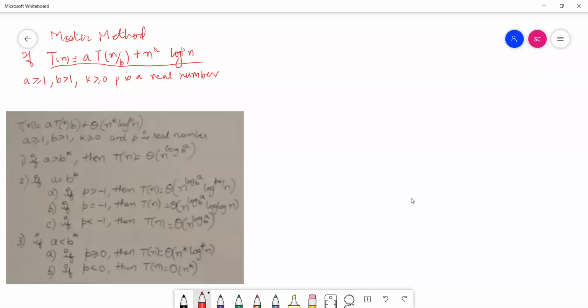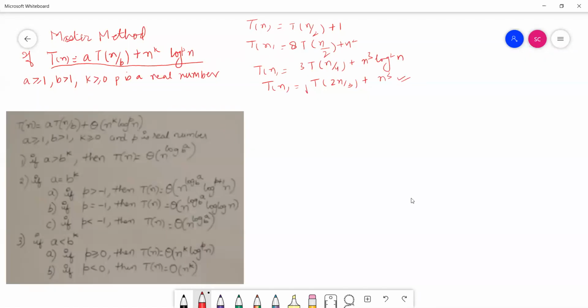So for example, equations of type like T(n) = T(n/2) + 1, this we can apply master method. T(n) = 8T(n/2) + n^2, here we can apply master method. T(n) = 3T(n/4) + n^3 log^2 n, and here we can apply master method. T(n) = T(2n/3) + n^3, here we can apply master method.